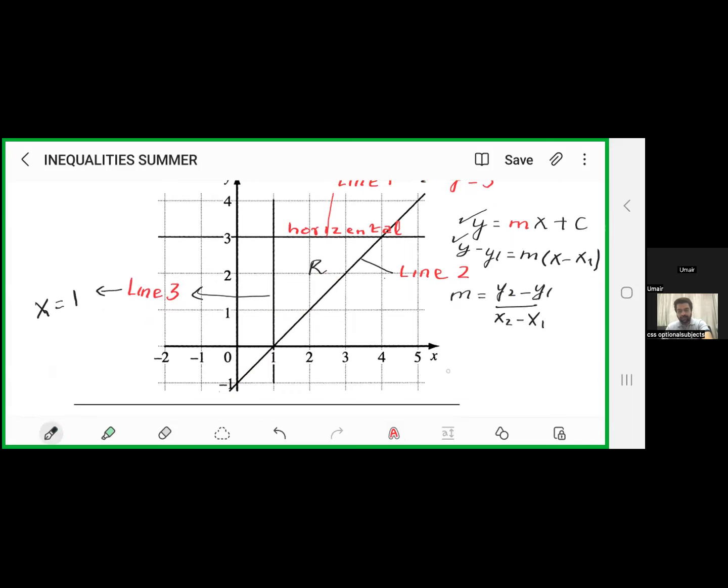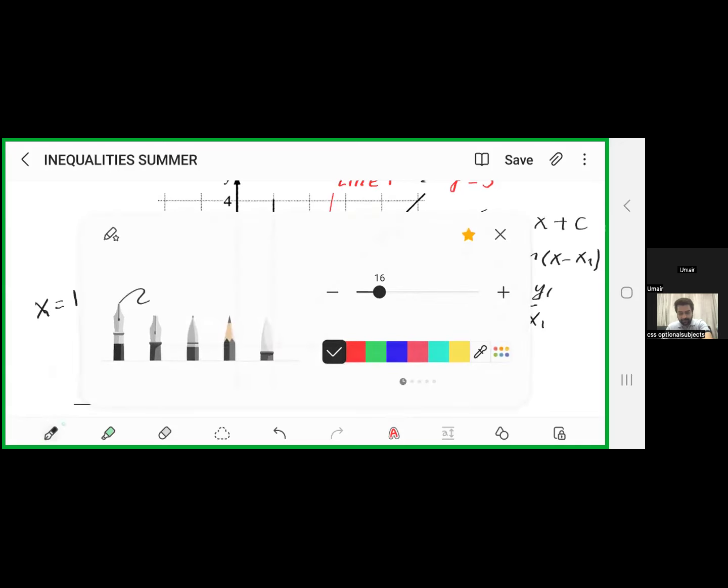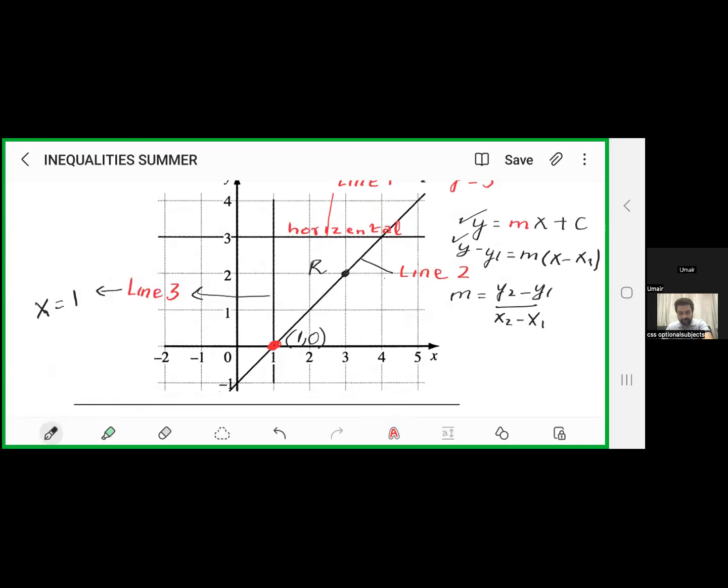This will be very easy to find. You just need to pick out 2 points on this inclined line. Let me pick 1 point over here. This is your first point. What are the coordinates of this point? Let us write the coordinates. On the x-axis it's 1, on the y-axis it's 0. The other point, you can pick any point. Consider this point as the second point. The x value on this point is 3, y value is 2.